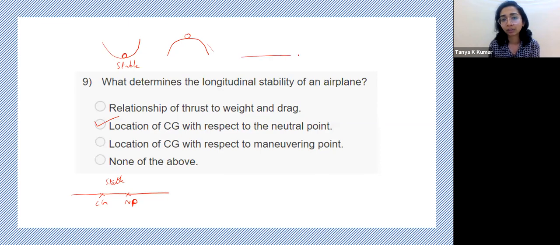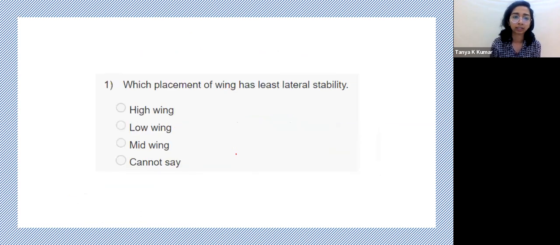And if you have a ball on a flat surface and you subject it to a disturbance, it will move to the new position and remain there. It will not come back to its original position, neither will it go away from it. So what we can say is that it will attain a new equilibrium point. That is neutrally stable. That corresponds to when XCG equals NP. Okay.